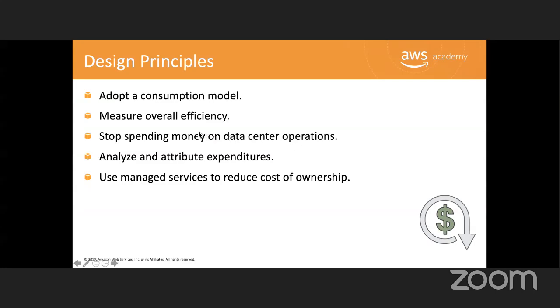Okay, so measure overall efficiency. You can measure the business output of the system and the costs that are associated with delivering it. You can use this to understand the gains you make from increasing output and reducing costs. So that's very important. Stop spending money on data center operations. This is something that we already talked about.